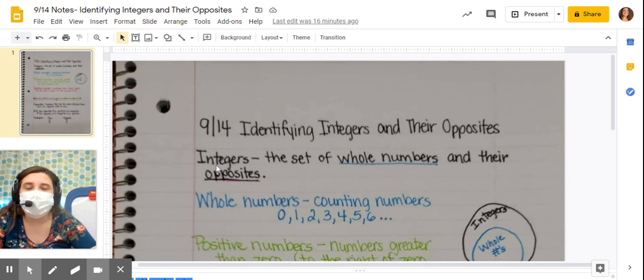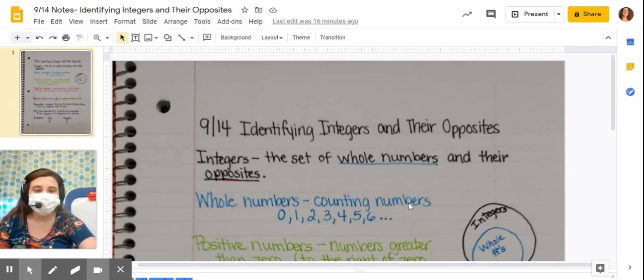So the very first thing is to define integers. Integers are the set of whole numbers and their opposites. So that brings in a whole other ball game of, do you actually remember what whole numbers are? Whole numbers are your counting numbers. And we always start with 0 when we're counting. So 0, 1, 2, 3, 4, 5, 6, and so on.